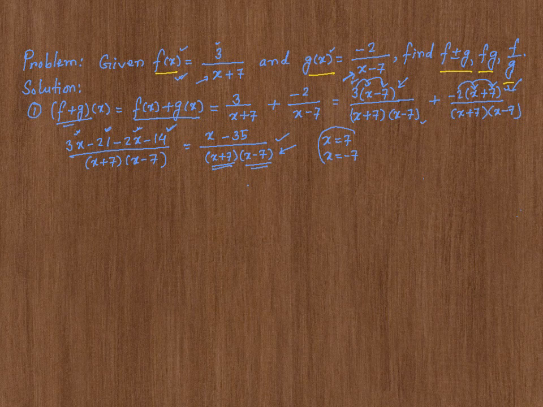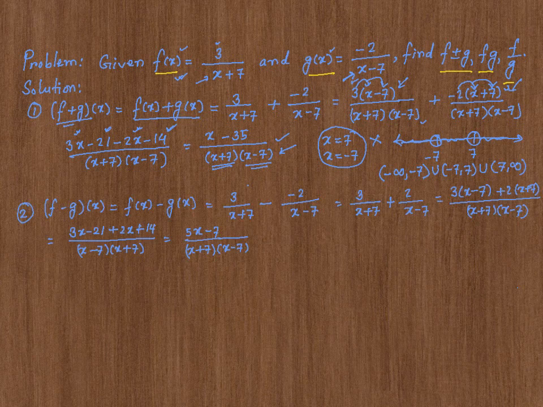So the domain of the new function must exclude these points. Meaning you want all the numbers on the number line except for negative 7 and positive 7. So you want everything in between, everything to the right and everything to the left. And you could put it in interval notation. It's going to be negative infinity comma negative 7, union negative 7 comma 7, union 7 comma infinity. And that's what the domain of the new function is.